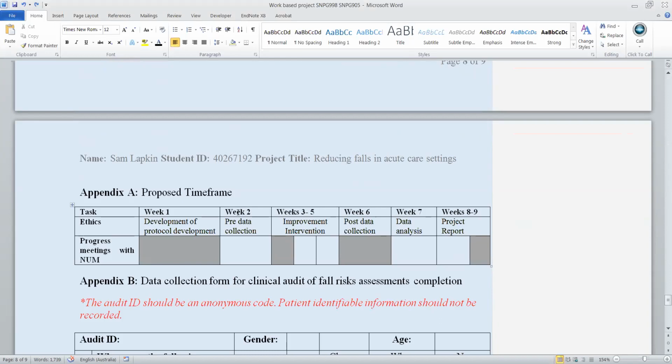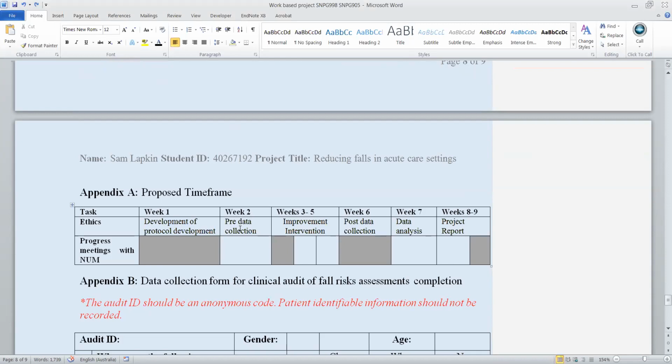And this, remember, the first process is to have meetings and to approach your line managers to ensure that they are supportive and they grant you approval of undertaking the project. So in week 1 is that development of the protocol. Week 2, pre-data collection. So for this project, the idea is to do an audit of patients' charts to check if the appropriate assessments have been done and documented.